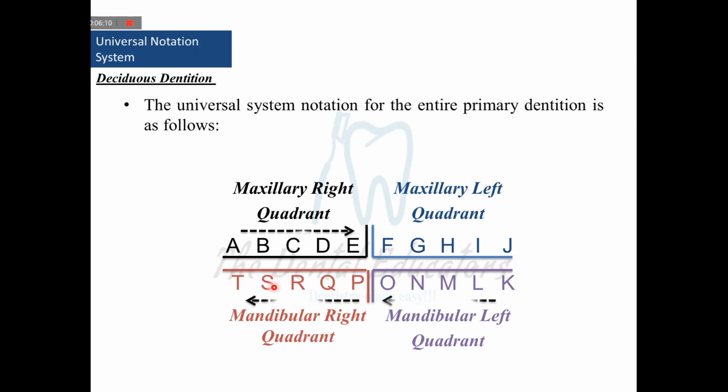So we can see here we counted the mandibular teeth from the left second molar, that is from K to the alphabet T on the right hand side second molar. So basically we just use the alphabetical order starting from A to T in the case of the deciduous dentition.